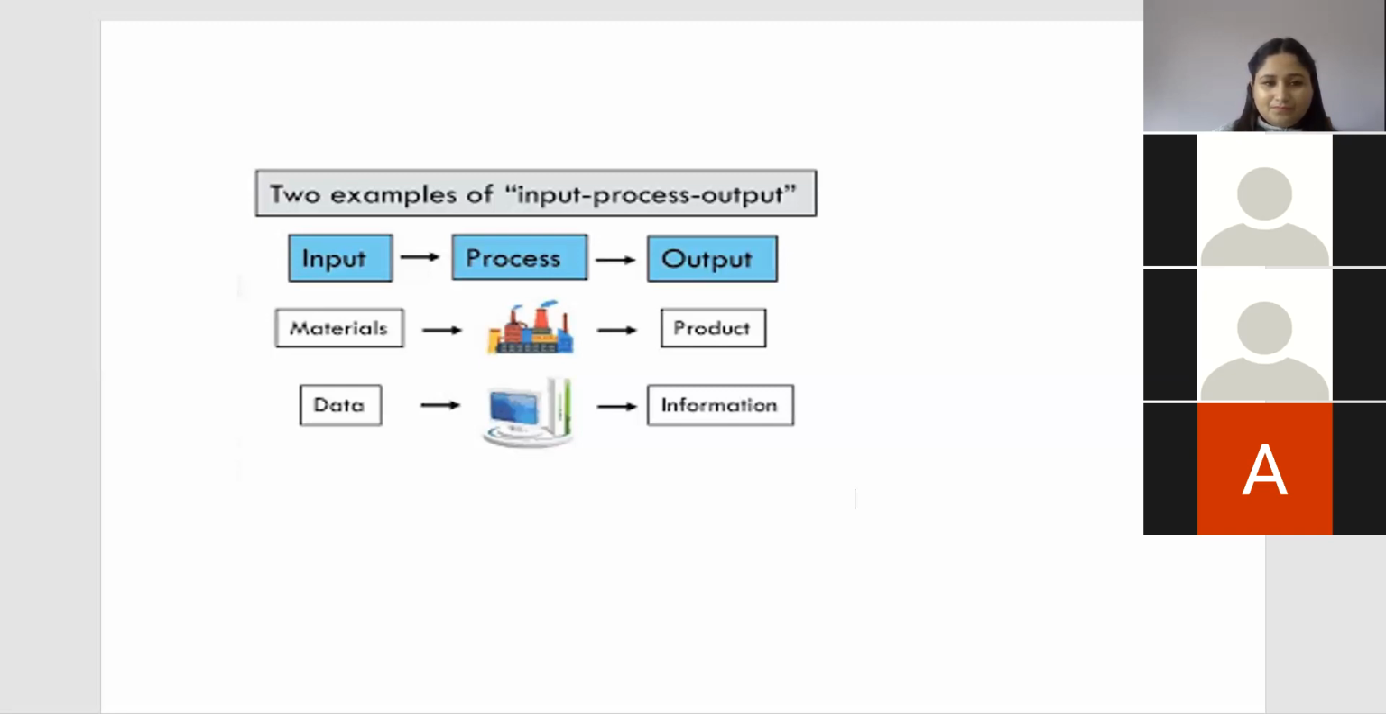The second example shows data as input, computers as process, and information as output. Moreover, we can also see different shapes such as rectangles and arrows. Overall, this picture is very informative and knowledgeable for me.